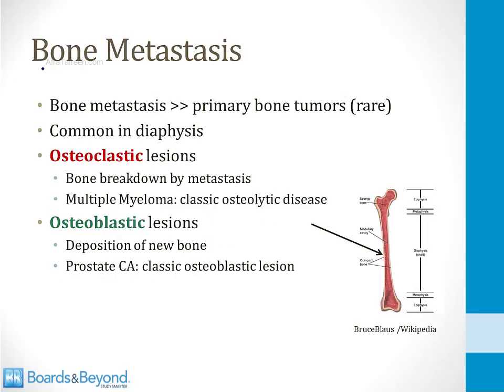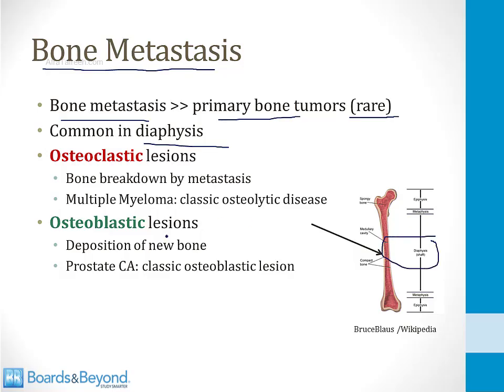I'll start by talking about bone metastasis, and by this I mean tumors that arise outside of the bone but spread to the bone. And you should be aware that bone metastases are much more common than primary bone tumors, which are relatively rare. Tumor cells can spread to any part of the bone, but the diaphysis is relatively common. That's the straight part or shaft of the bone.